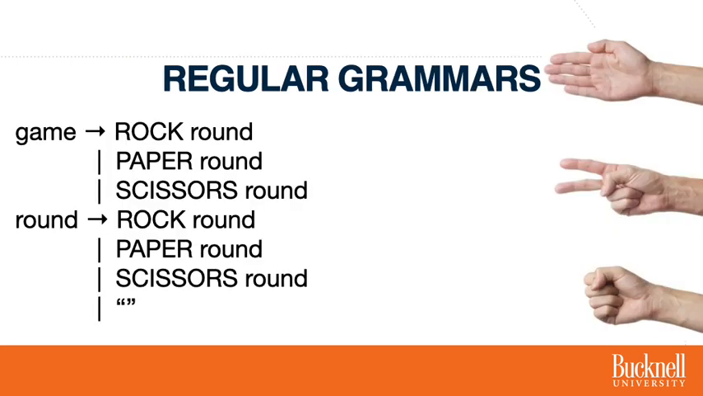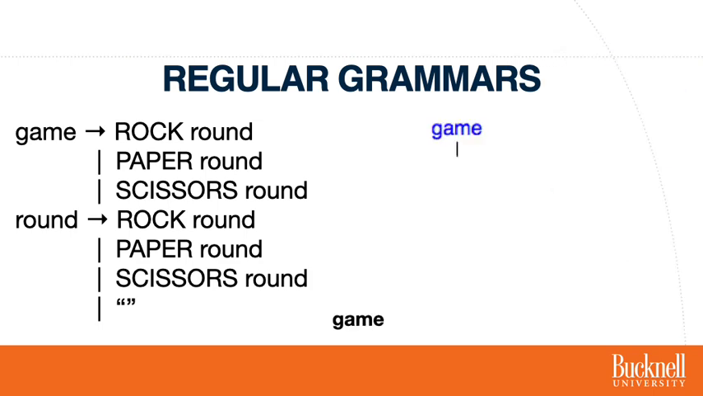Let's play rock, paper, scissors. Rock, paper, scissors can be represented using these two rules in Backus-Naur form. We start the game off with the start symbol. Because this is a game, let's call the start symbol game. We can replace the start symbol with either rock round, paper round, or scissors round.